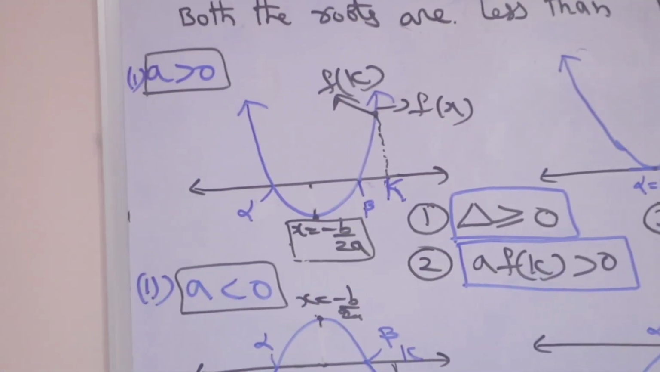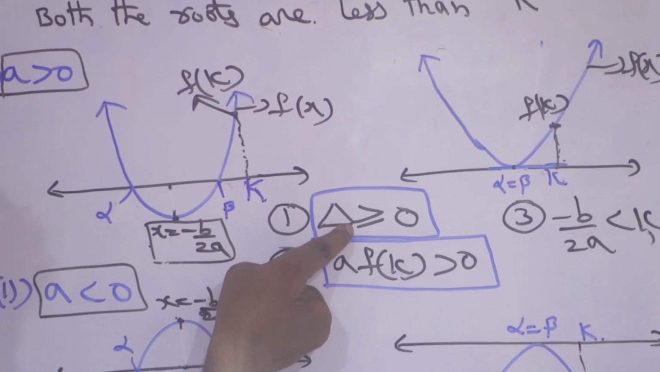So we need to conclude these important cases. First of all, delta greater than or equal to 0. Why delta greater than or equal to 0?